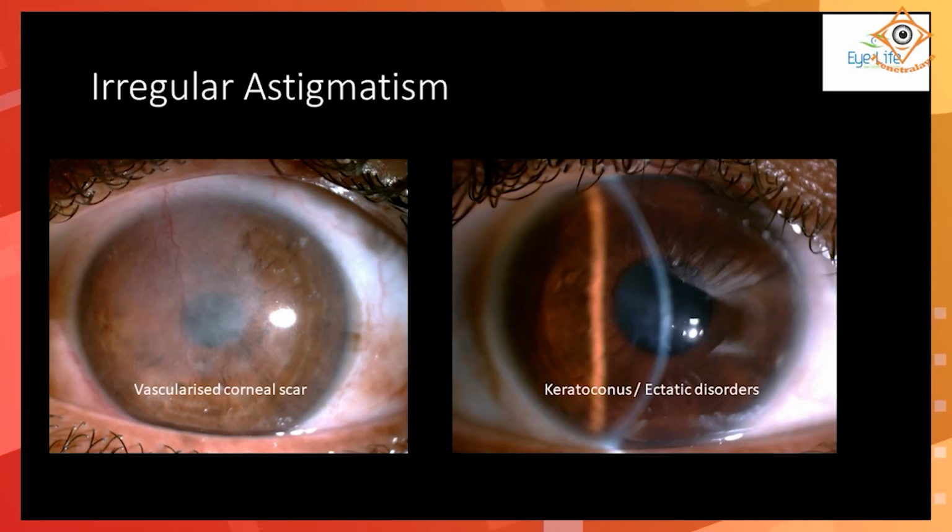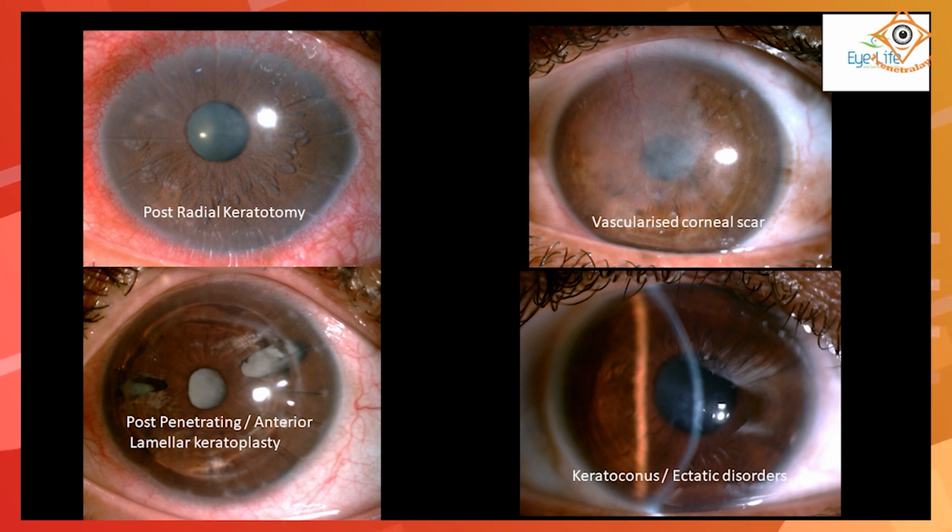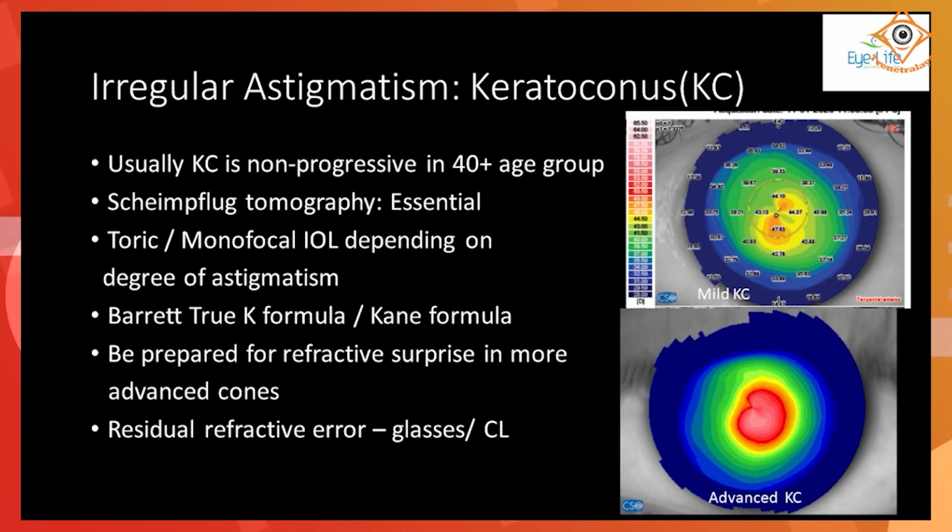Coming to other conditions like irregular astigmatism, keratoconus, vascularized corneal scars, post-radial keratotomy, and post-penetrating or anterior lamellar keratoplasty, all of which cause irregular astigmatism. Now with keratoconus, Chitra ma'am has talked very much in detail, so I need not go much. Fortunately, KC is non-progressive in the 40-plus age group, and whatever formulas, one thing is important: if you have a patient with a topography as in the photograph up, the results might be predictable, but if you have a cornea with advanced KC, no matter what I put, you are bound to land up with some amount of refractive surprise. So under promise and over deliver, and for such advanced cases it is better to go for monofocal IOLs.